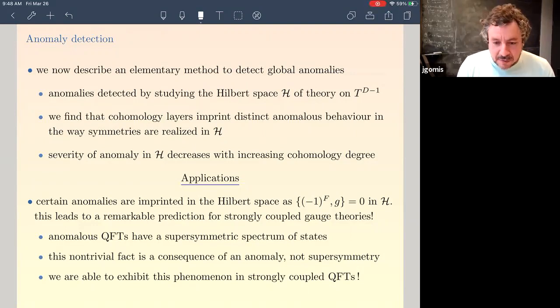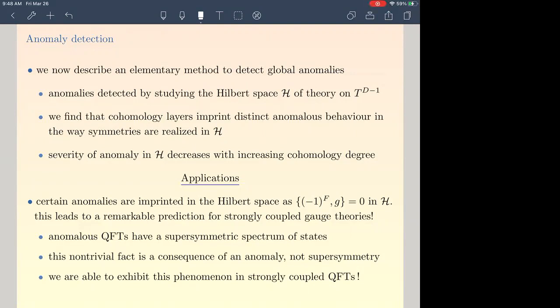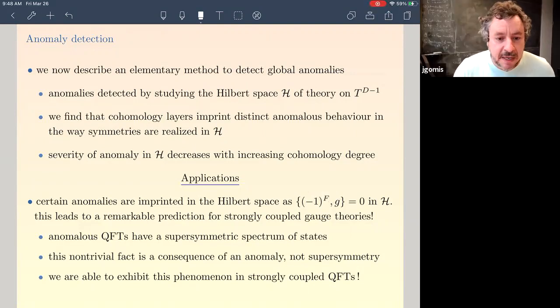So this is an interesting application of anomalies: in certain situations, when the anomaly comes from a particular layer, it predicts that the system has a supersymmetric spectrum.